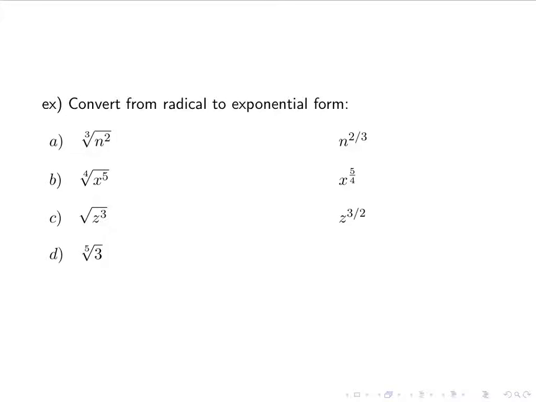The 5th root of 3. So the root is 5, so that's the denominator. The power, again, we don't see it, but it's a 1. So our numerator is a 1, and we get 3 to the 1 over 5.